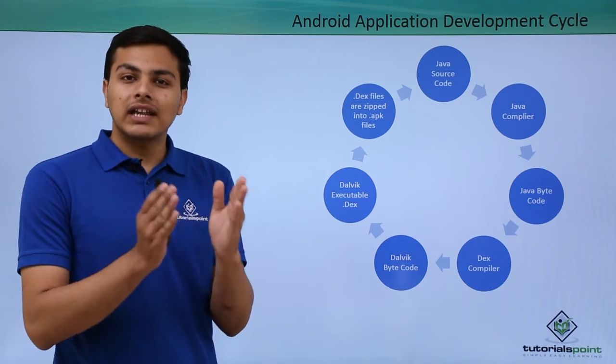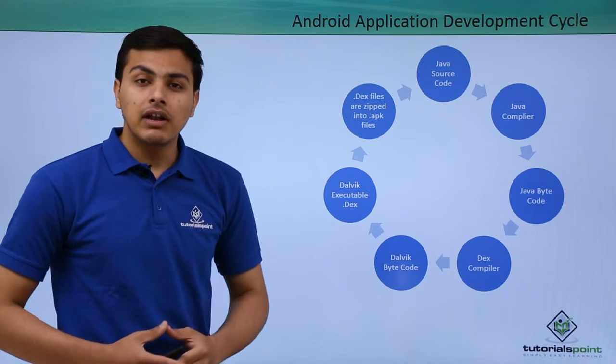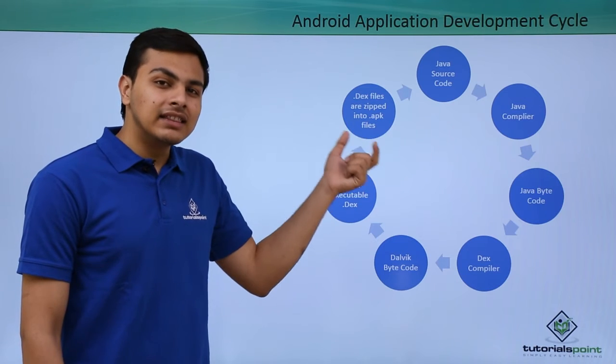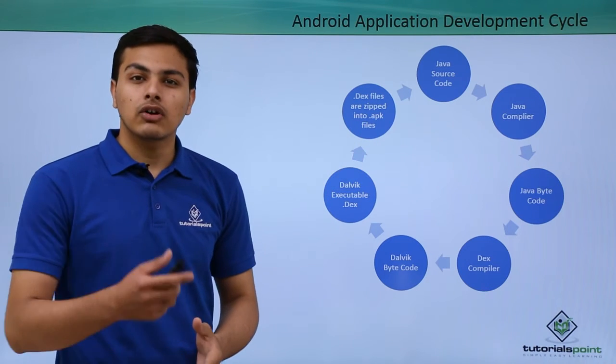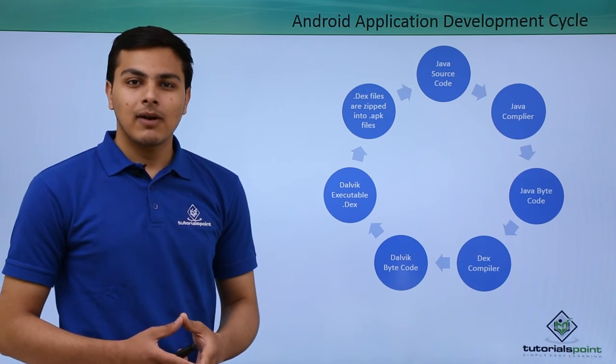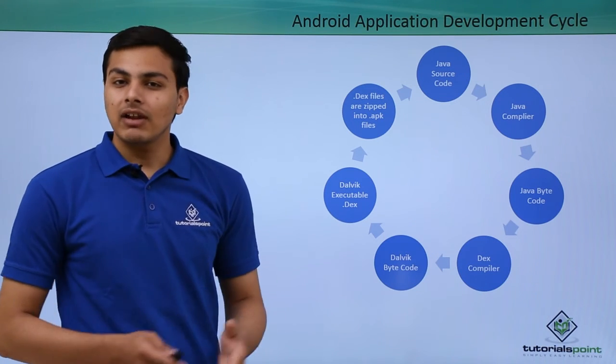Once we get our Dalvik executable file, what we do is zip all the files into an APK package, and that APK package is then used to install any Android application. So in this video we talked about how the Android application development cycle works.